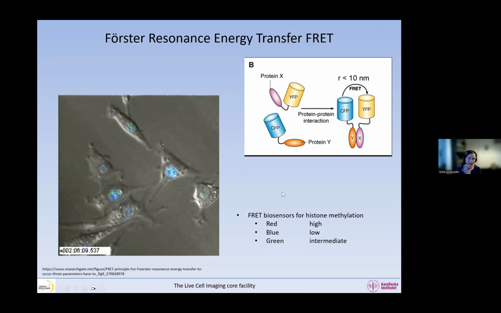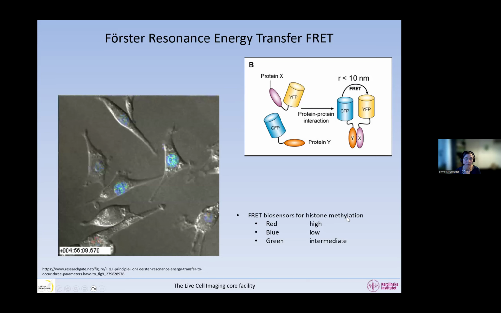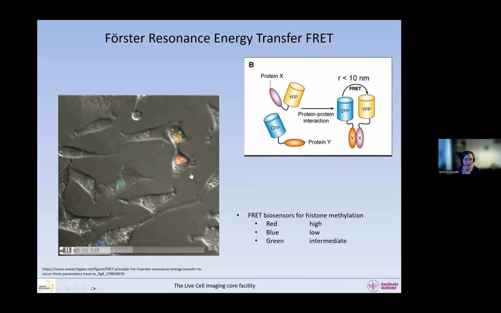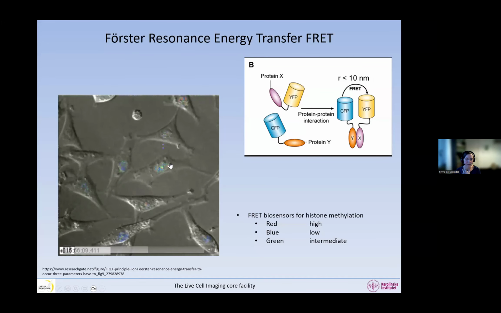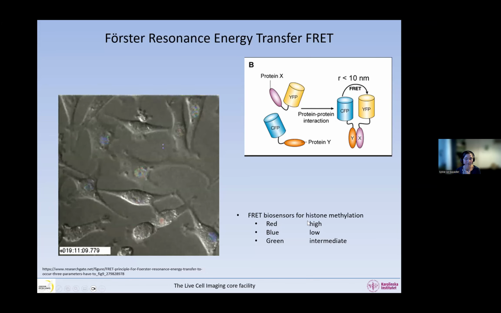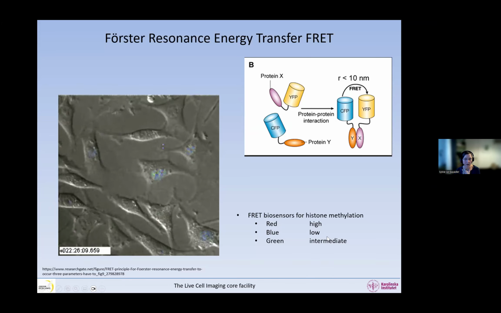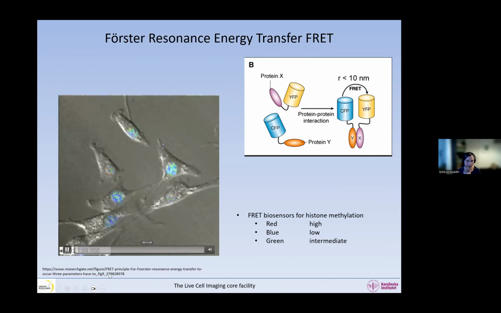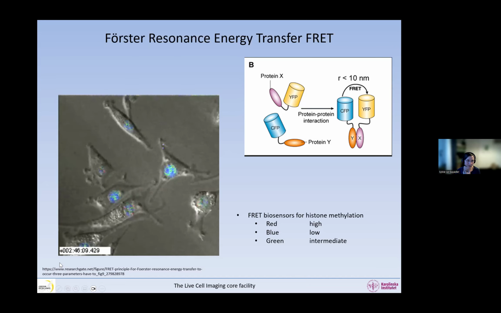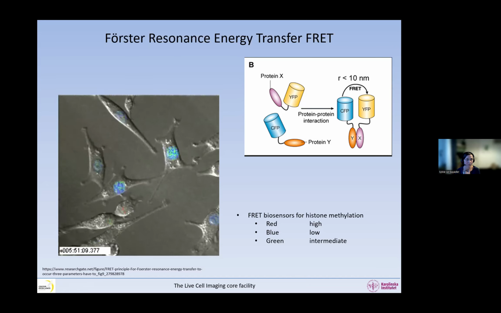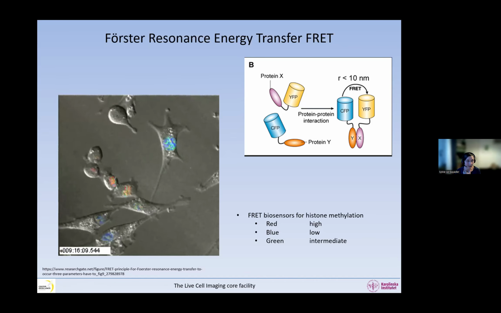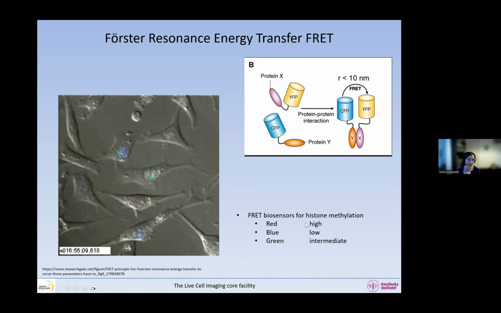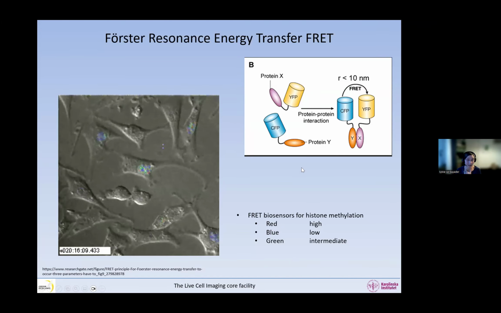Here is an example where we have cells with a histone methylation FRET sensor. It's histone, so it's inside the nucleus. When the nuclei are red, then we have a high histone methylation. When we go to blue, that is a low histone methylation, and green is in between. You can see that the nuclei change from blue to red when the cell divides, and afterwards they go back to blue. So we can quantify the histone methylation in live cells using this FRET sensor.